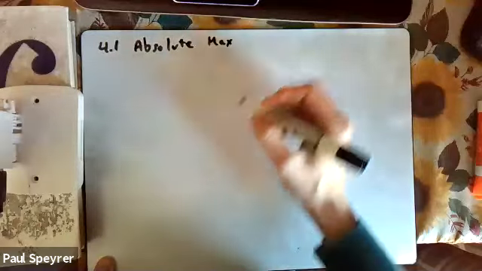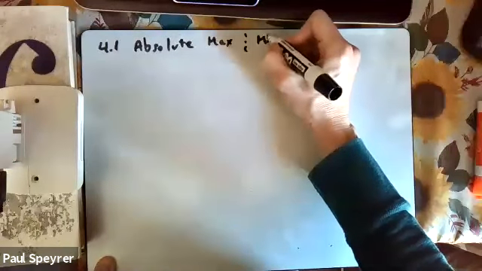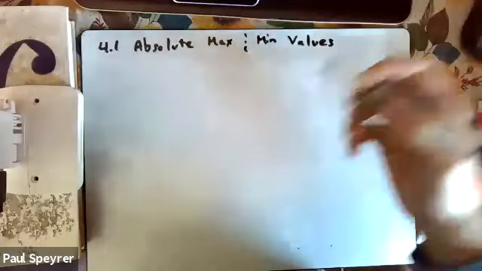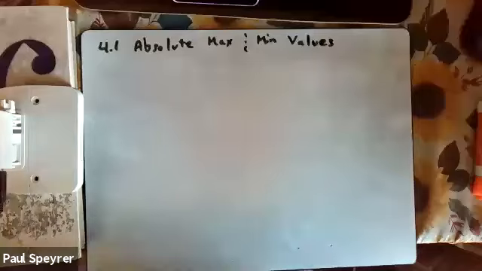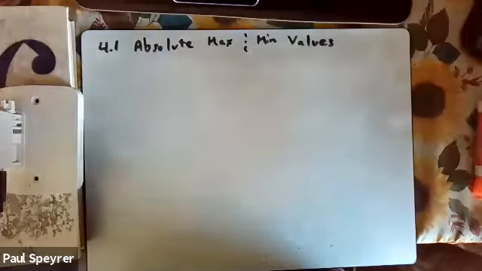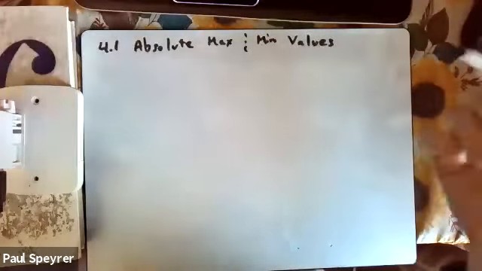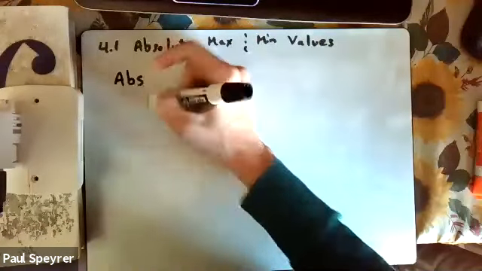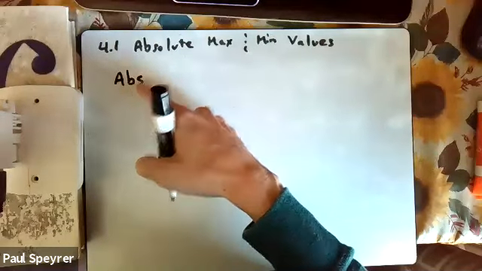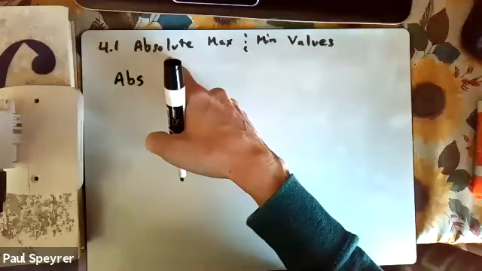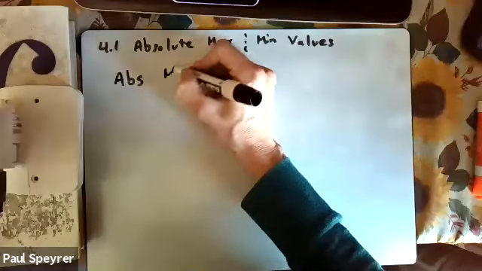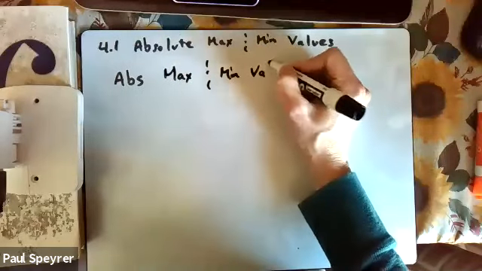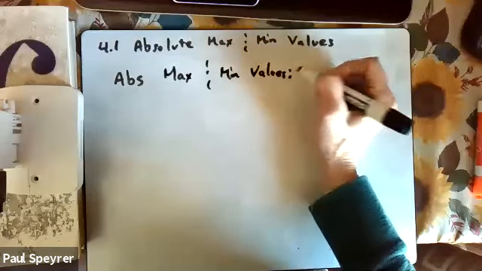Good afternoon, everyone. This section is called 4.1, and it deals with absolute maximum, or we'll say absolute max, and minimum values. This has a lot of terminology and definitions, but it's not that difficult because it just involves the derivatives, okay? If you see ABS, that's just shorthand notation for absolute, okay? So absolute max and min values.